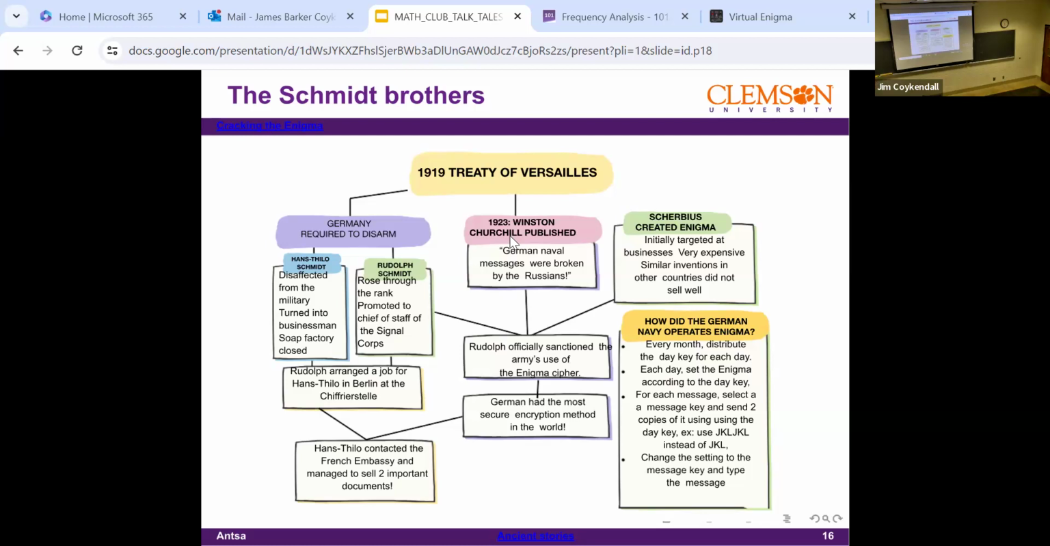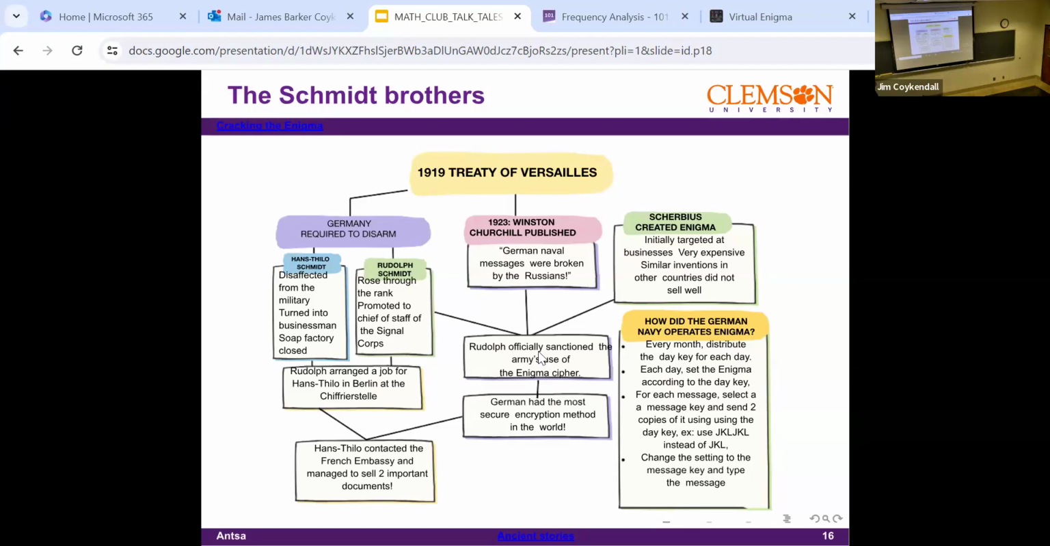Around that time, in 1923, Winston Churchill published that German naval messages had been broken by the Russians. So Germany was like, okay, I think we need some secure encryption. Back then, a man named Scherbius created the Enigma, doing the right thing and meeting the right people at the right time. When he was creating the Enigma machine, it was initially targeted at businesses, but it was very expensive. There were also some similar inventions around the world, like the one in the US, which was disastrous. You can also read about that later.